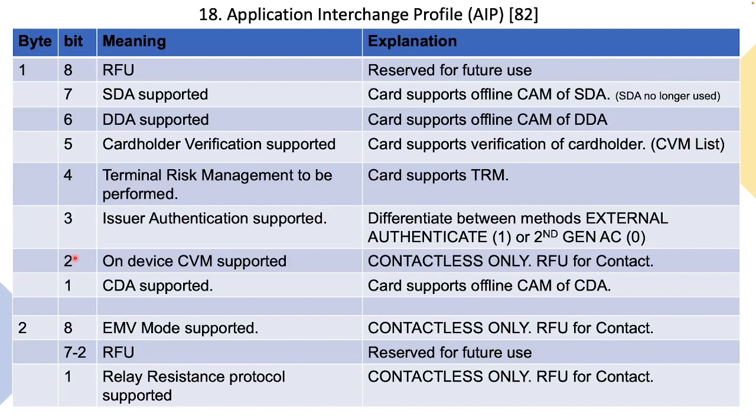So let's have a look at what kind of things live on this AIP. Byte 1, bit 8, reserved for future use. So right now we set it to 0. It doesn't have a function currently, but it could be used later on, right? As the EMV standard evolves.